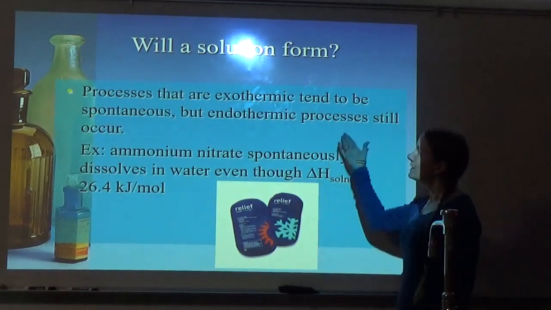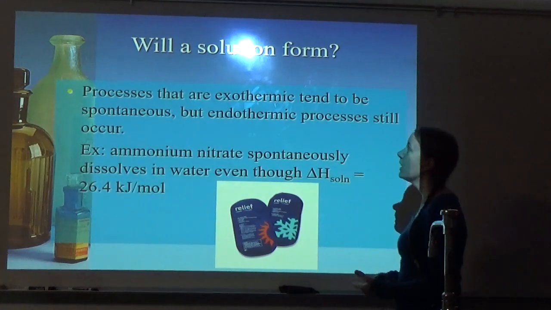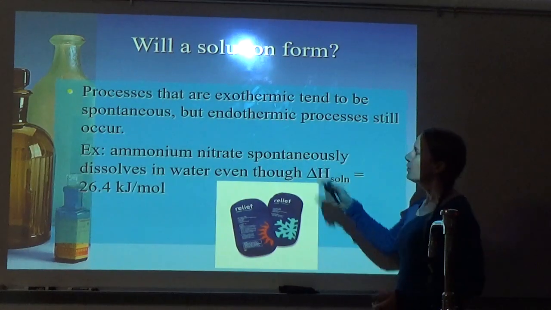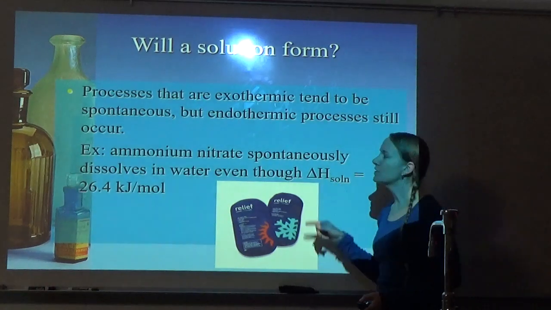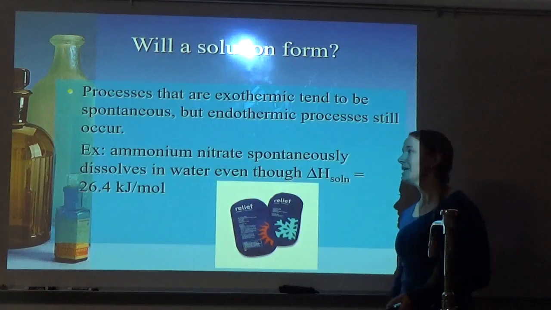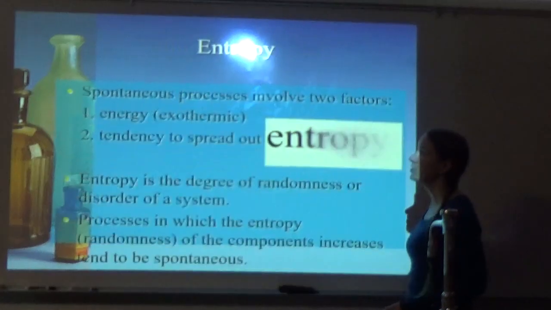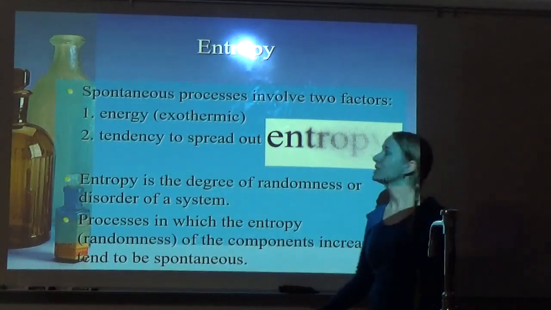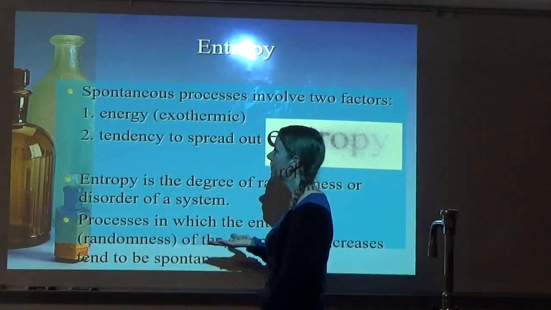How do we know? Processes that are exothermic tend to be spontaneous or thermodynamically favored, but endothermic processes still occur. So why is that happening? For example, ammonium nitrate spontaneously dissolves in water even though the delta H of solution is a positive 26.4 kilojoules per mole. So that means that it can't just be based on enthalpy, which is of course our delta H. So what else is it based on? Well, spontaneous processes involve two factors: energy, which is our delta H, and exothermic is thermodynamically favorable.